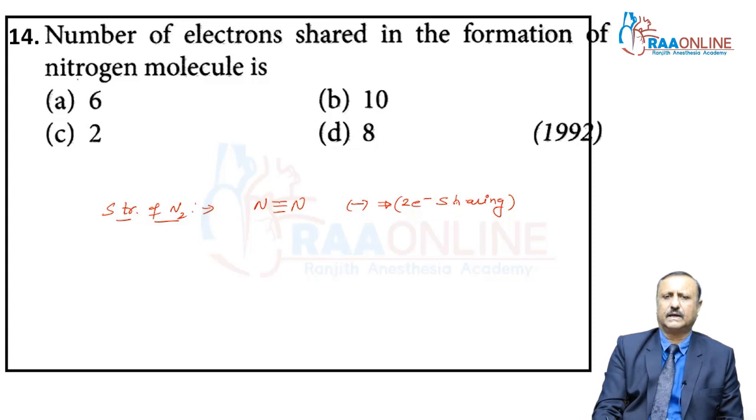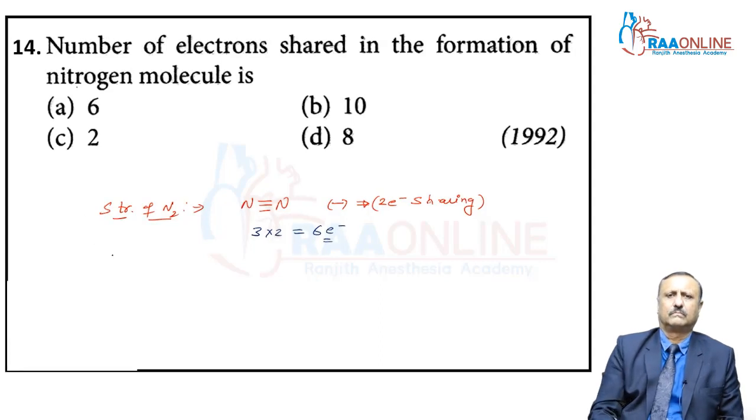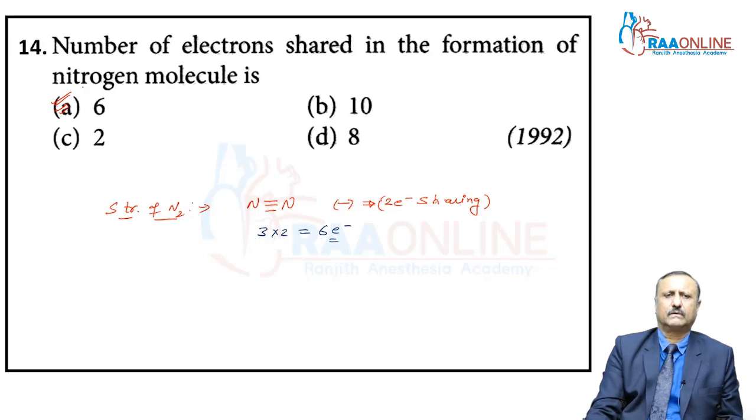Here you can see the triple bond is present. My dear students, when a triple bond is present, 1, 2, 3, then 3 multiplied by 2, you get 6 electrons. So, the number of electrons shared in the formation of a nitrogen molecule is, my dear students, 6. So, for question number 14, you can go with the answer A.